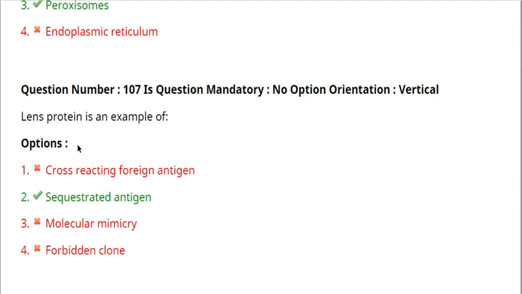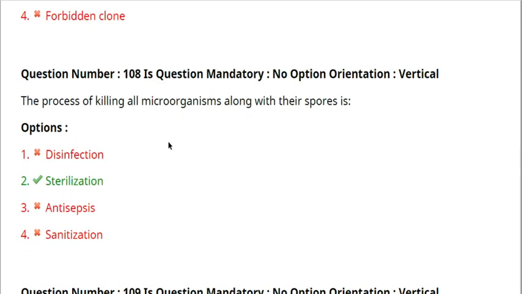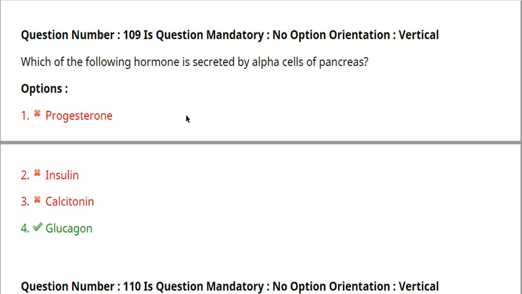Lens protein is an example of a sequestrated antigen. The process of killing all microorganisms along with their spores is called sterilization, whereas disinfection, antisepsis, and sanitization will kill the microorganisms but do not kill the spores. Which of the following hormones is secreted by alpha cells of the pancreas? Alpha cells of the pancreas secrete glucagon, whereas beta cells of the pancreas secrete insulin.